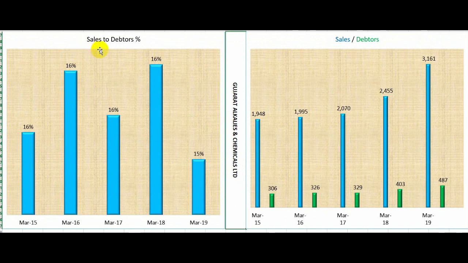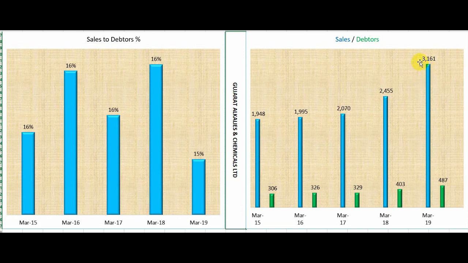Next, we'll look at the sales to debtors percentage. This ratio basically helps us understand whether the debtors as a percentage of sales is very high or low. In March 19, the sales to debtors percentage was just 15%. We don't want the debtors to exceed 30% of the current year sales. I'll explain this in terms of individual values.